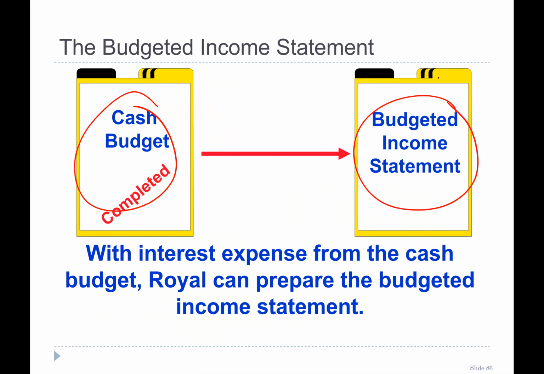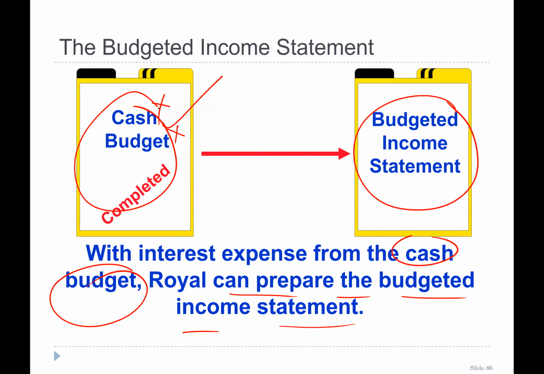We already know the budgeted sales. We already know all the expense details. So it's easy for us to make the budgeted income statement, right? So with interest expense from the cash budget, Royal can prepare the budgeted income statement, right? So why don't we just make the budgeted income statement right after making all the budgets, rather than the cash budget? Can we make that? No, because we need to find out how much the interest expense is, and interest expense can be found through the cash budget, right? Here we go.